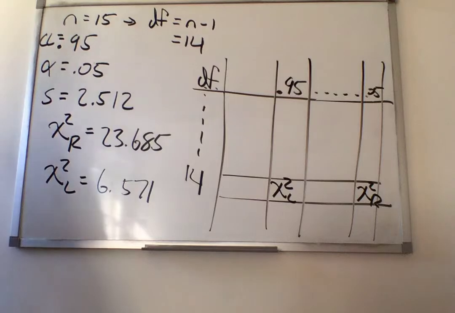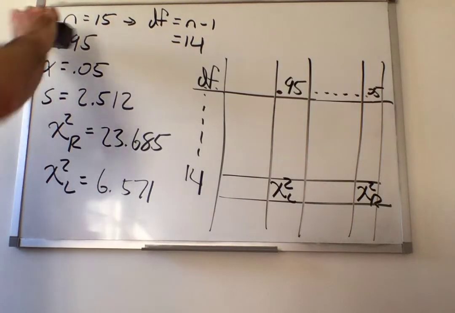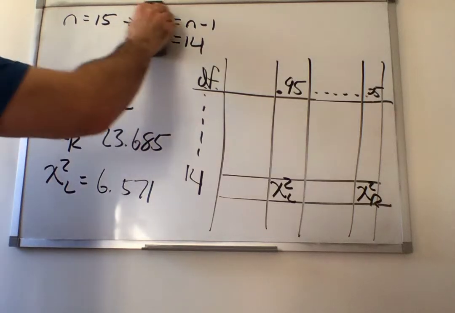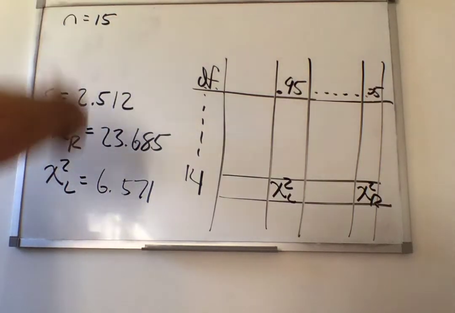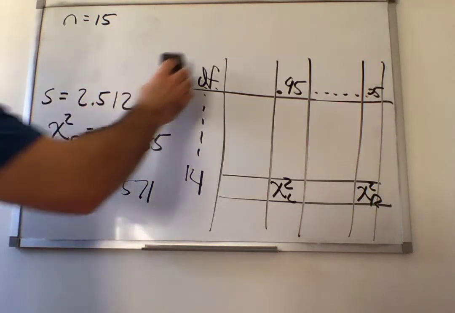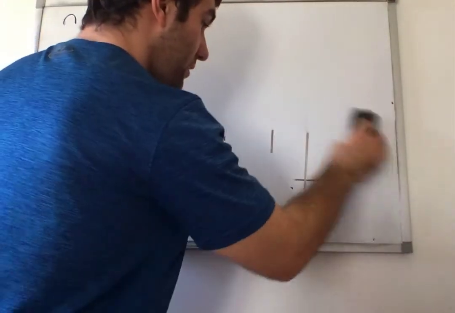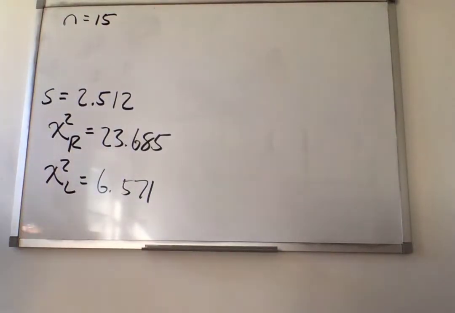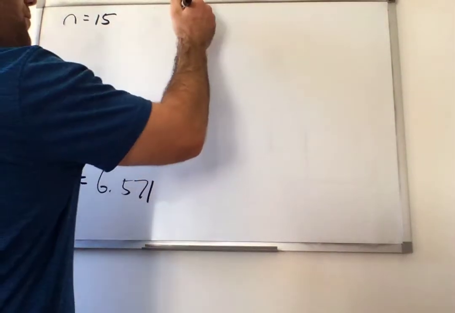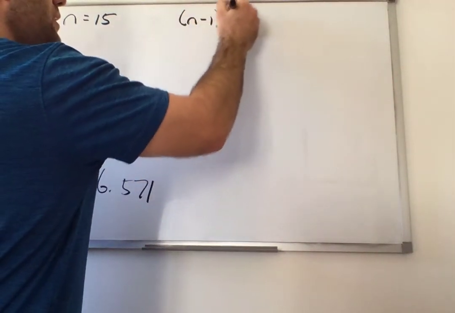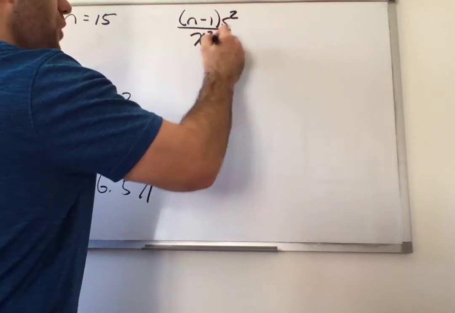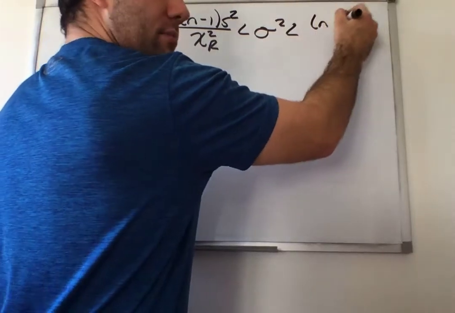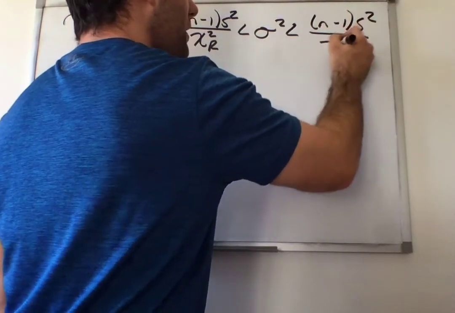Now we have all the relevant information that we need. We actually don't need our confidence level anymore or our alpha. We don't need our degrees of freedom. We need all this information right here to calculate the left endpoint of the interval and the right endpoint of the interval. So here's the formula one more time. n minus 1 times s squared over chi-squared right is less than sigma squared, which is less than n minus 1 times s squared divided by chi-squared left.